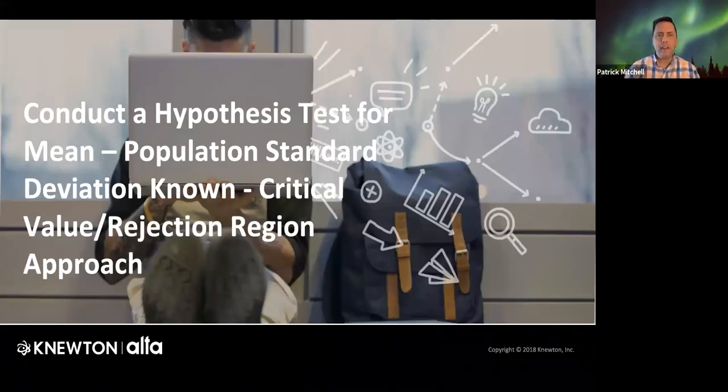We are continuing Chapter 9, and today we're going to talk about conducting a hypothesis test for a population mean, where the population standard deviation is known. You might recall from the last video that there are two approaches to doing hypothesis tests. One is called the p-value approach, and we'll talk about that in a later video. Today, we're going to talk about the critical value rejection region approach.